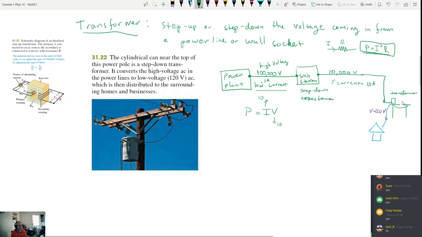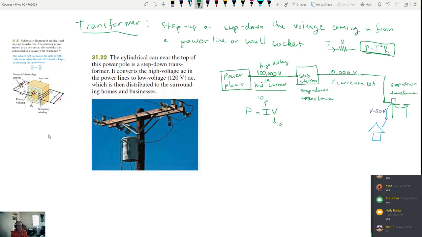So we have another step down transformer. So what the transformer's doing, right, is it's just taking high voltage electricity, which is really dangerous, and stepping it down to a usable 120 volts that we can then use to power all of our appliances, because all of our appliances are designed so that when you plug them into the wall, they know they're getting 120 volts.